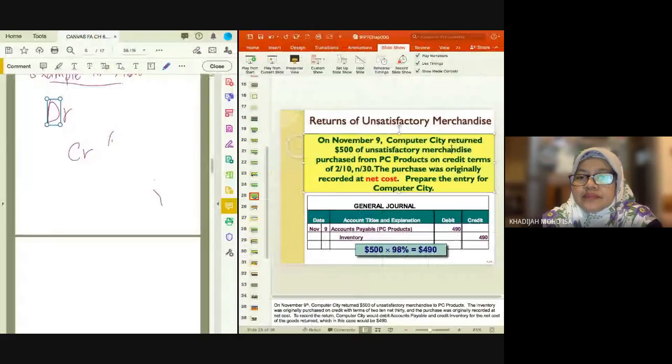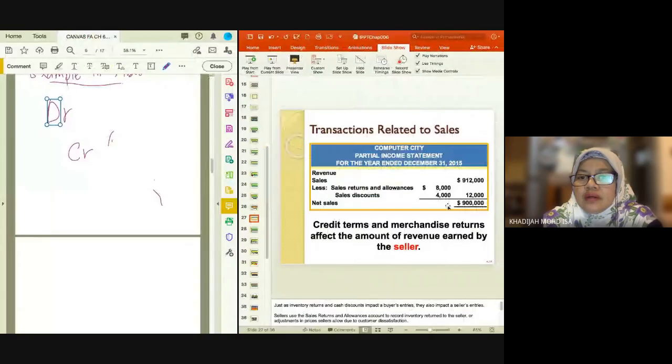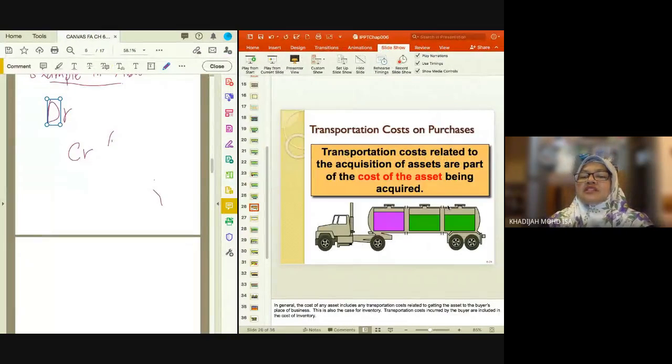Next is transportation costs. It's normal that, for example, when you want to purchase, costs related to the acquisition of an asset are part of the cost of the asset. So if you purchase an asset and you have to pay transportation cost for the asset to be brought into the company, then the transportation cost will be added together with the total cost of the asset. Let's say you buy an asset, let's say a machine.